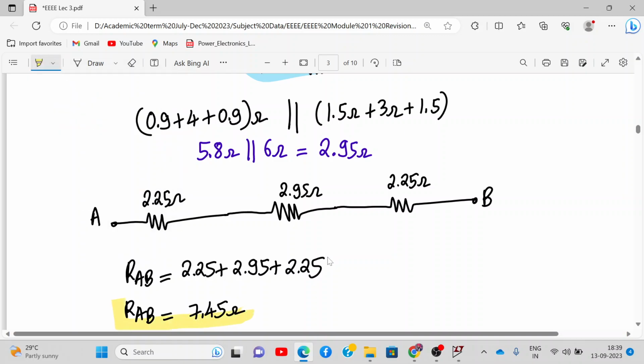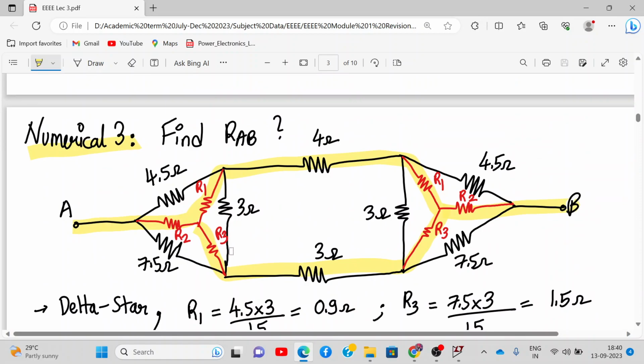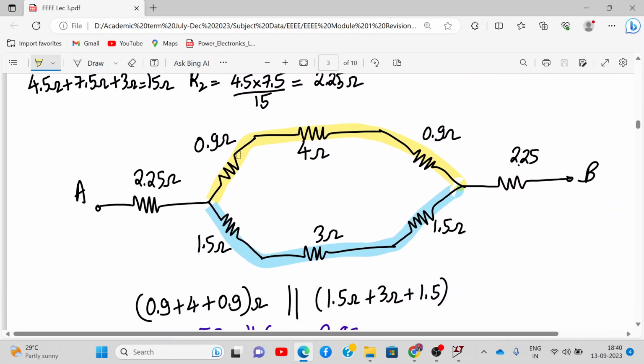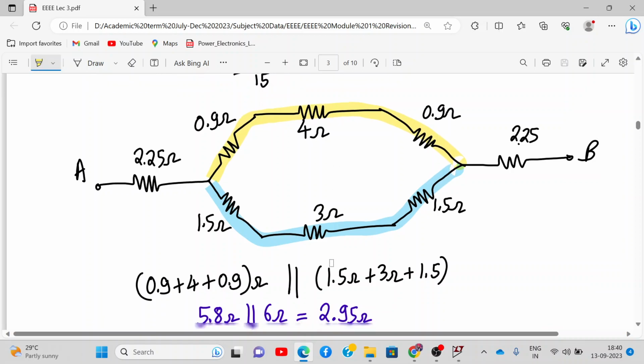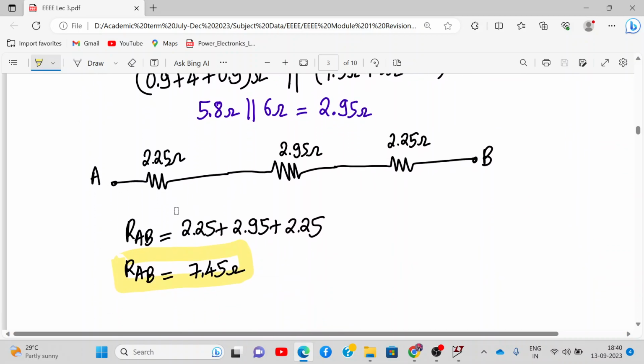Okay, so please cross check this answer. I'll give you all some seconds to note it down. Okay, so I'll repeat what we did. First we converted this delta network into star. We found the values of resistance R1, R2 and R3, and then we recreated the network and found that these three are in series and these three are in series, so together they are in parallel. So we found the equivalent value, and then we found that the equivalent resistance is the combination of three series resistances. So we got the value as 7.45 ohms.